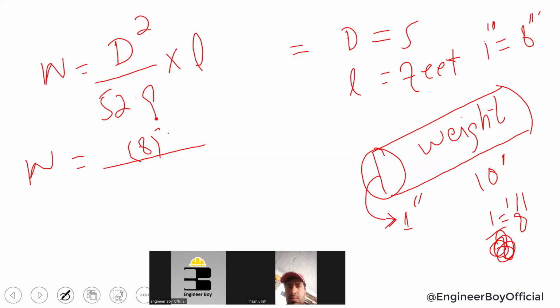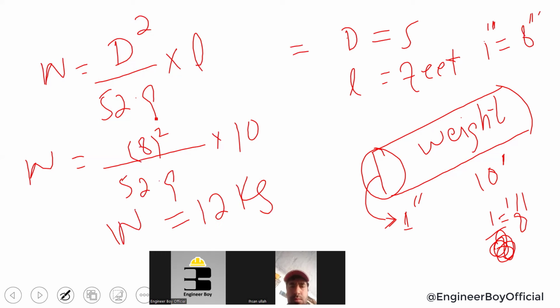And remember, there is square for that, okay? And we will divide this by 52.9 times length. Length is 10 units, okay? Now, the weight should be actually at 64 times 10, which should be 640, and we will divide that by 52.9, which can be actually 12. So this is the weight of the same bar. This is actually the basic concept.